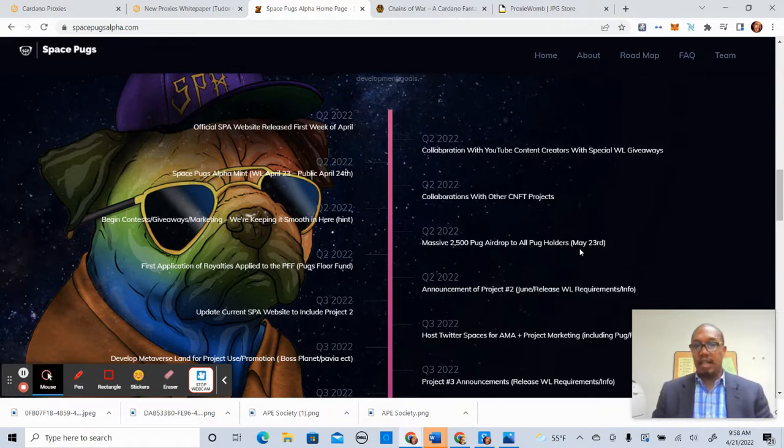I also like the idea of their first application of royalties that will be applied to the Pugs Floor Fund. They're going to allocate money to ensure that the floor continues to remain at a reasonable level. I love when projects do this because it gives you reassurance that you're investing in something that not only you believe in, but the team believes in the long term, right? And they're putting their ADA where their mouth is, or their money where their mouth is, to say the least.